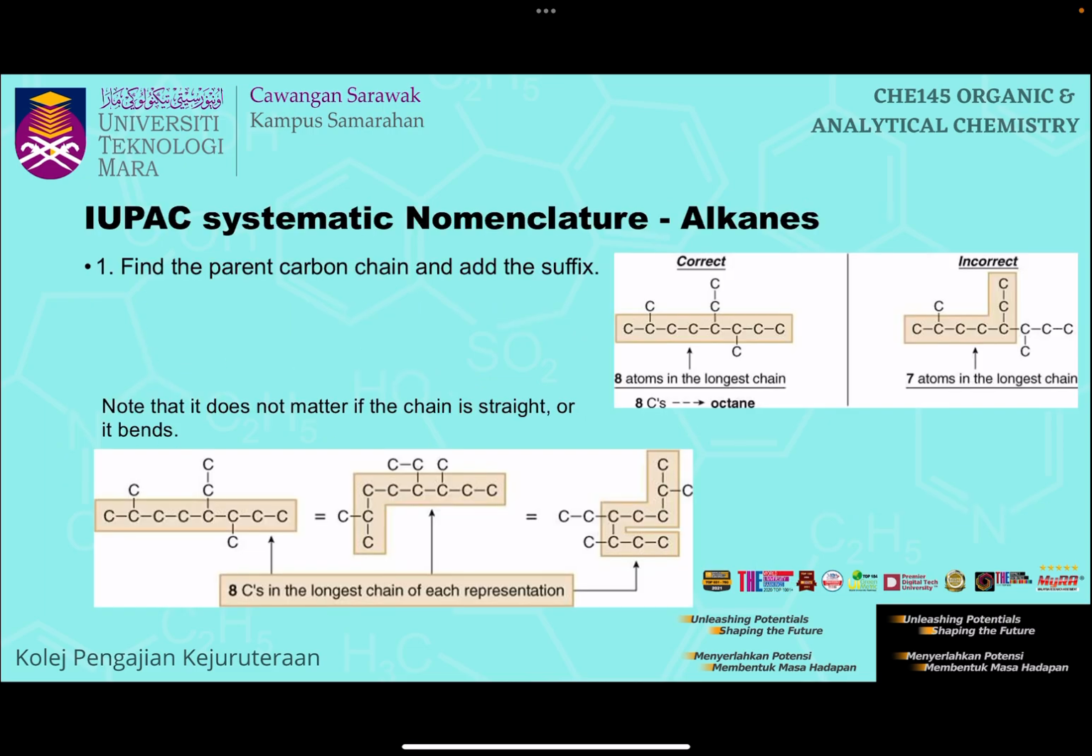Okay. So to find the parent carbon chain and add the suffix, you must find the longest chain. It does not matter whether the chain is straight or it bends. So you have to be very careful, especially when it looks like they are branching. This is where you have to be careful, because this is most of the time a trick to prevent you from noticing that the longest chain is not in the straight chain.